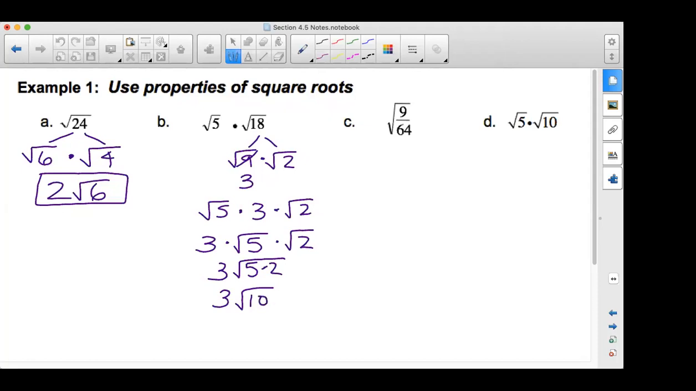Now you don't need to show that step. I'm just showing that so that you understand what we're doing. So we're trying to break these numbers down into what perfect squares fall in them.